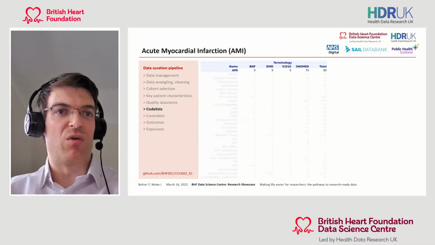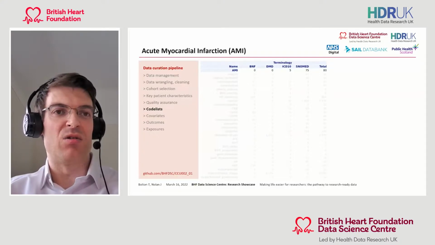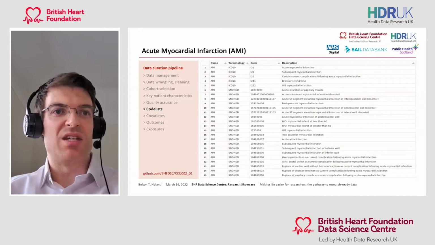Focusing on the first row, acute myocardial infarction, AMI, we have 80 codes: 5 ICD-10 codes and 75 SNOMED CT codes. Here we can see the 5 ICD-10 codes and the first 20 of the 75 SNOMED codes based on CALIBER and published in the HDR UK phenotype library. And John and I have included data checks, validation, and reformatting to ensure accuracy in the code list construction process.